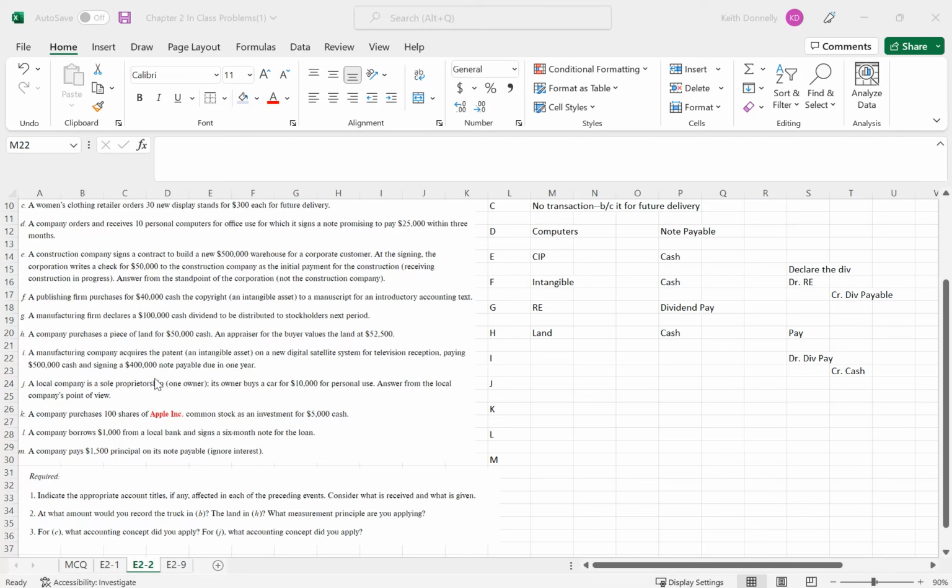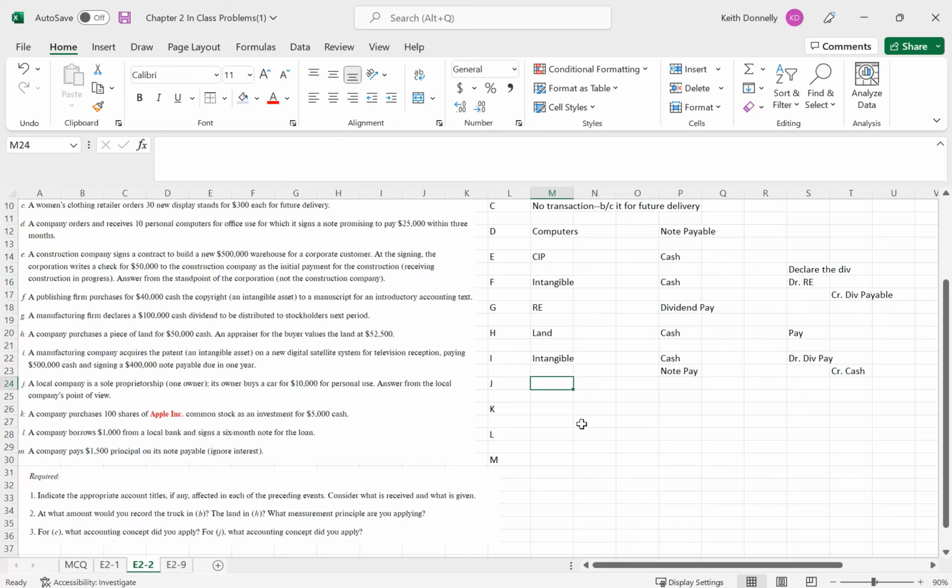Okay, so here, it looks like a manufacturing company acquires the patent and intangible asset. They paid cash and signed a note payable. So what did they receive? Well, in that case, they received an intangible. What did they give? They gave cash and a note payable, right?